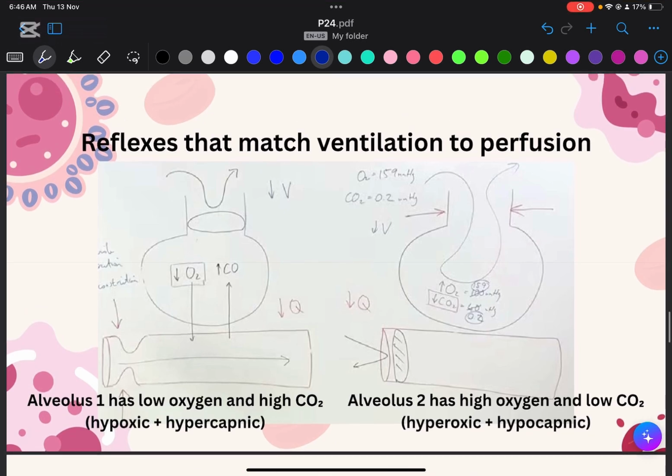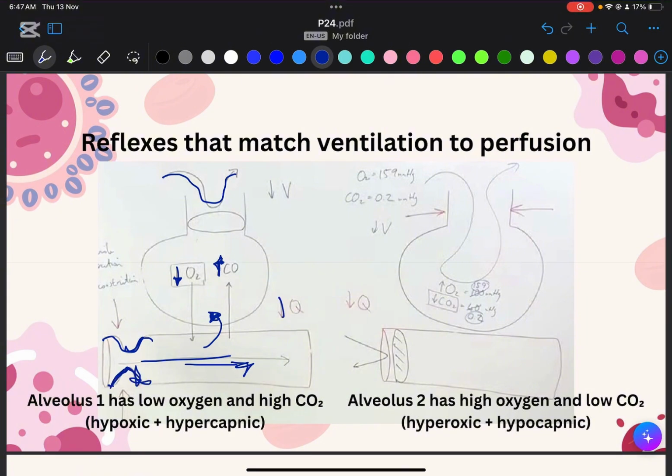Our vessels and our alveoli are always trying to match each other. So we have an alveolus here, and we have one over here as well. In this alveolus, we don't have any ventilation. There's no oxygen going into the alveolus. So that means the O2 will go down, and the CO2, because there's still blood flowing in, is still getting dropped off, so there's higher CO2. Okay, so this low amount of oxygen will trigger the blood vessel to vasoconstrict. That's the first thing that happens.